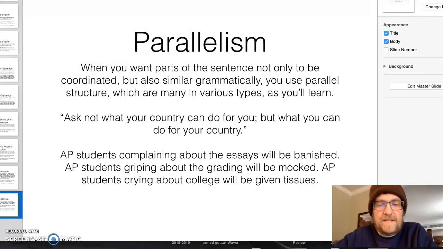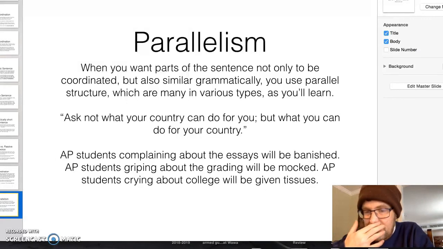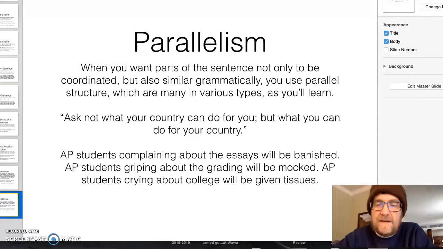AP students complaining about essays will be banished. AP students griping about grading will be mocked. AP students crying about college will be given tissues, right? So there I'm using anaphora, but it's all parallel structure, right? Banished, mocked. It's the last part. See that? The last part there is actually not perfectly parallel structure. I just couldn't think of another word for banished, mocked, another type of verb with ed, right? But you get the idea.